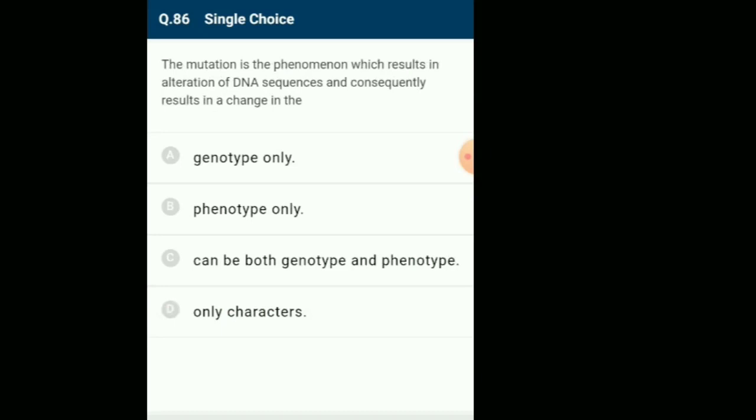Question number 86. Mutation is the phenomenon which results in alteration of DNA sequences and consequently results in a change in the chemical nature of the genetic material. As a result, the phenotype of the individual may get changed. So the answer is option C. It can be both genotype and phenotype.